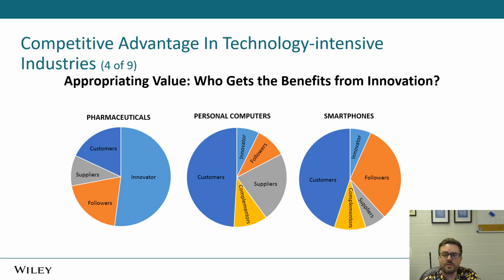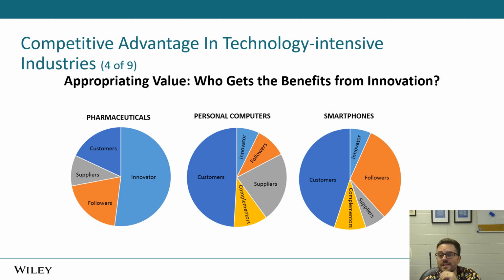If we think about personal computers, again, the customer is capturing the lion's share, the innovator very little, followers very little. Suppliers here are capturing a lot. Well, why is that? Well, if you think about personal computers, what are the key components that cost the most money in a laptop? It's going to be the CPU that's going to be made by Intel or AMD, and it's going to be the operating system, which is either Windows or iOS.